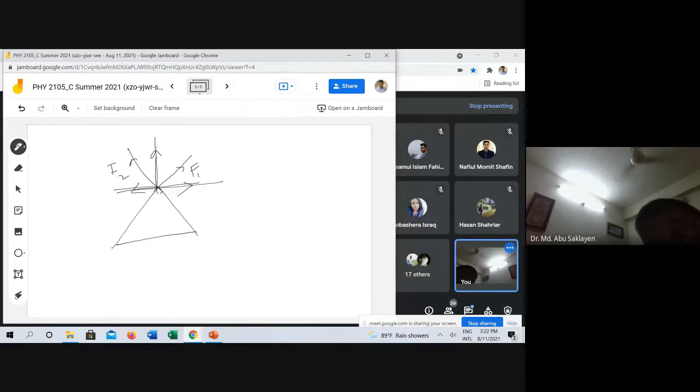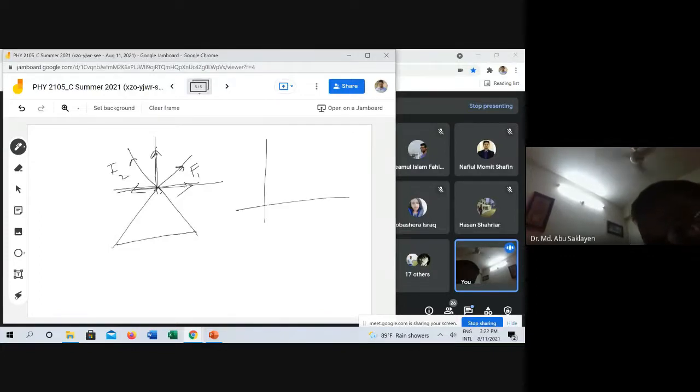Right? Neither of them is along the x axis or y axis. F1 and F2, none of them along x axis or y axis. So F1 has a component along x axis and another component along y axis. Do you know vector resolution?